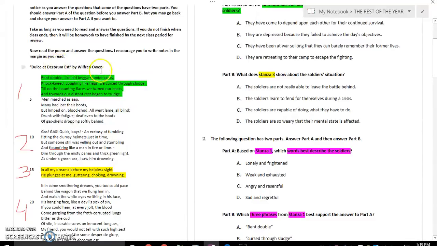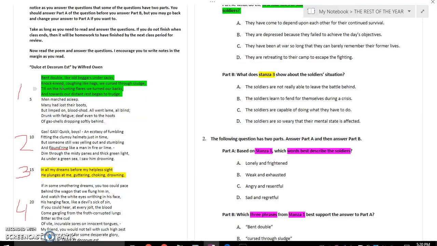Dulce et decorum est. So that's the title of the poem. Don't know what it means, but that's the title. Titles are usually important. They clue us into some things about poetry. Let's go ahead and read, see if the meaning of that title is revealed to us.